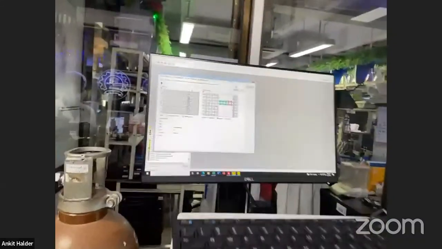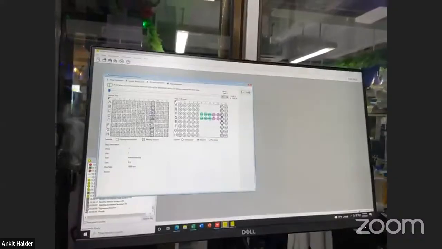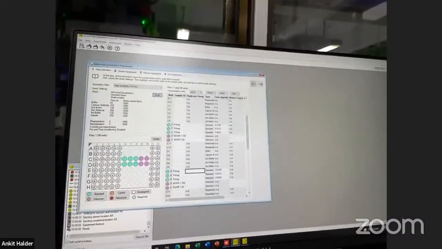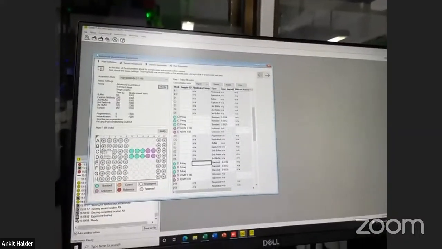Now, if we look on the screen here, we can see this is the plate and how it looks, and we can define on the plate where the samples are.